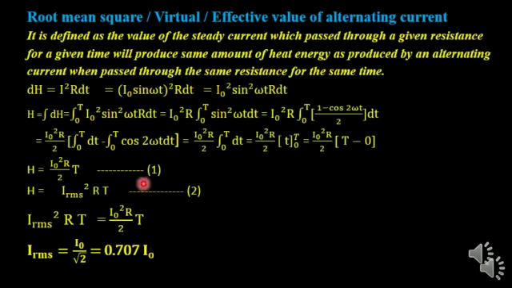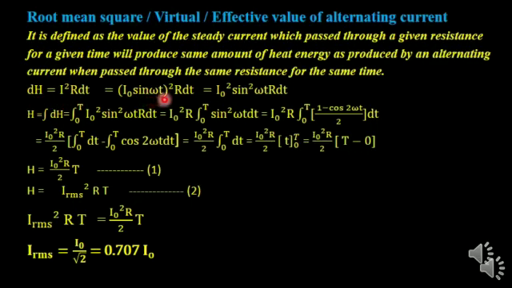Root mean square value of alternating current. It is defined as the value of steady current or DC which passed through a given resistance for a given time will produce the same amount of heat energy as produced by an alternating current when passed through the same resistance for the same time. Heat produced in time dt is dH equals I square R dt, but I equals I0 sin omega t.